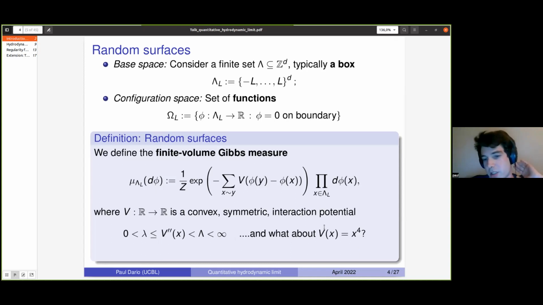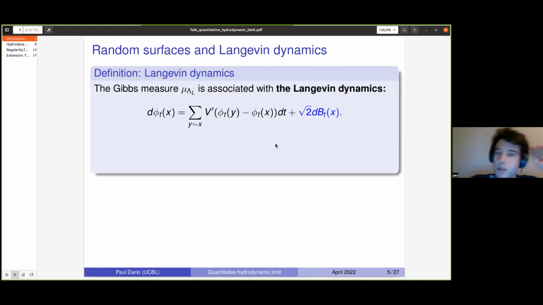So I will try to discuss how, if we understand this very well, what can we say about this case, which is of interest and which is much more open than the first case. So this was the static version of the model. There is a dynamic version of the model.